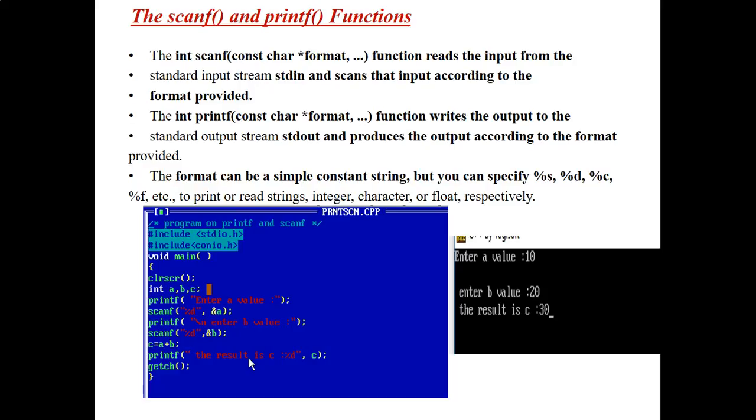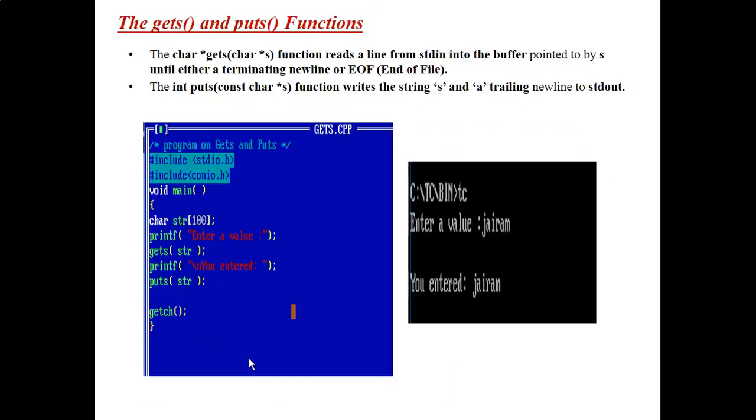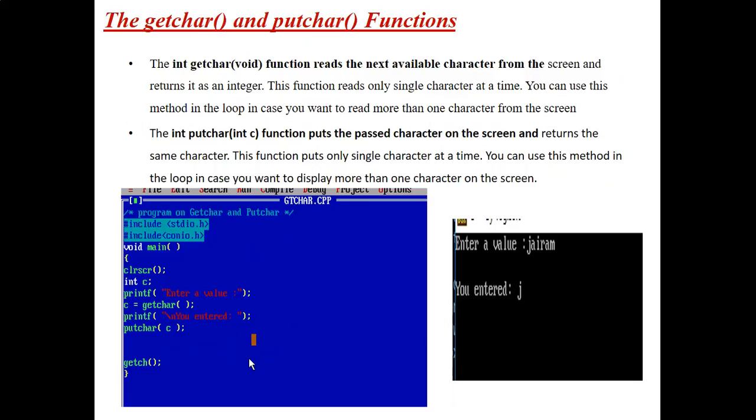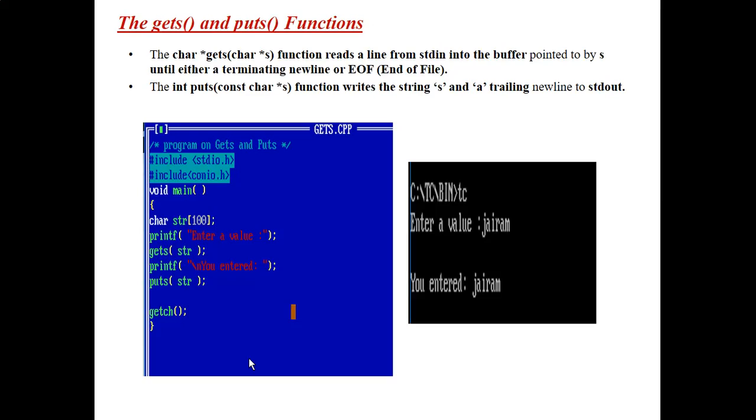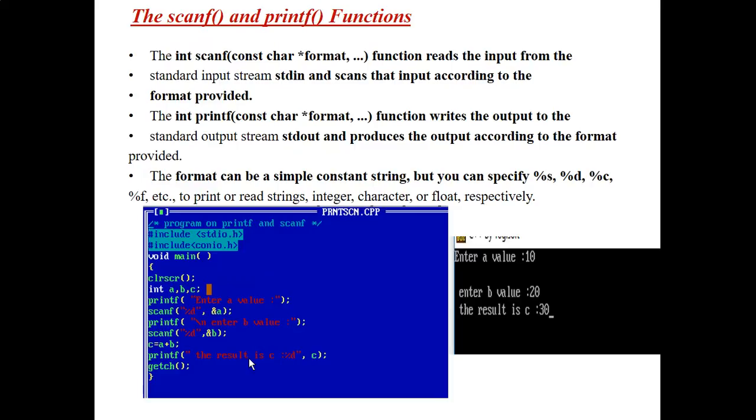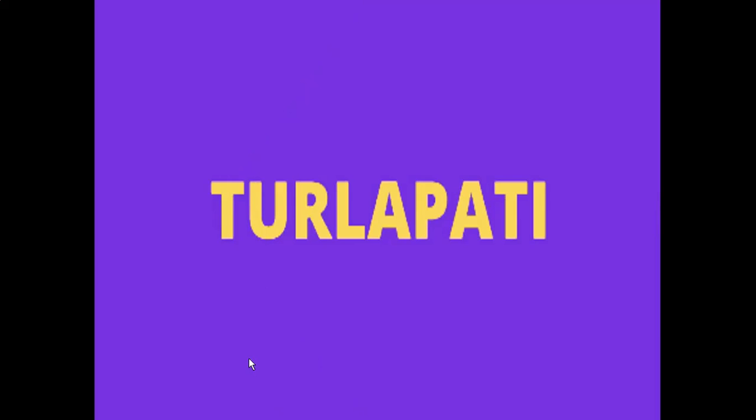So these are the different types of input-output functions in the C programming language: gets, getchar, putchar functions, gets and puts functions, and scanf and printf functions. These are the generally used input-output functions in the C programming language. So that is about this session.